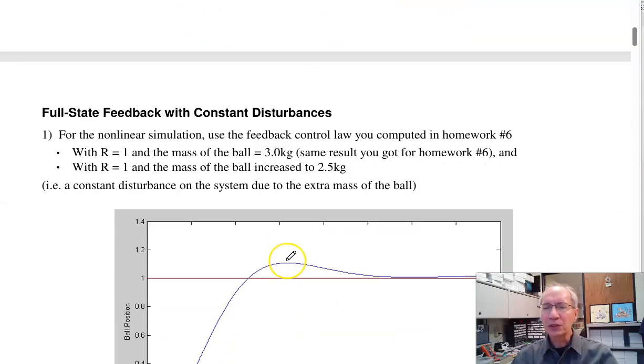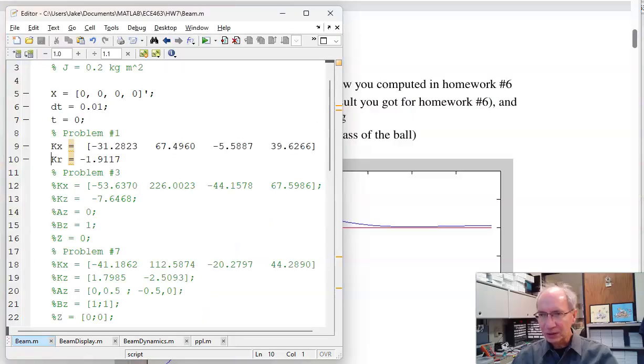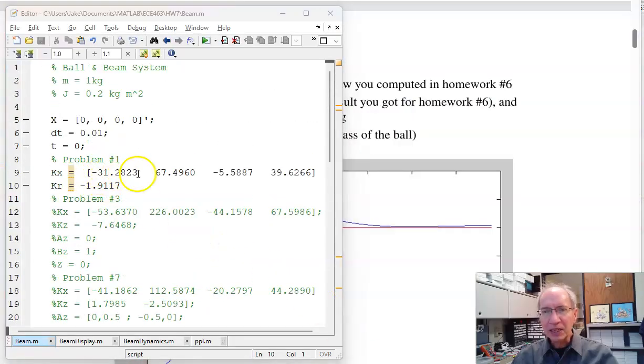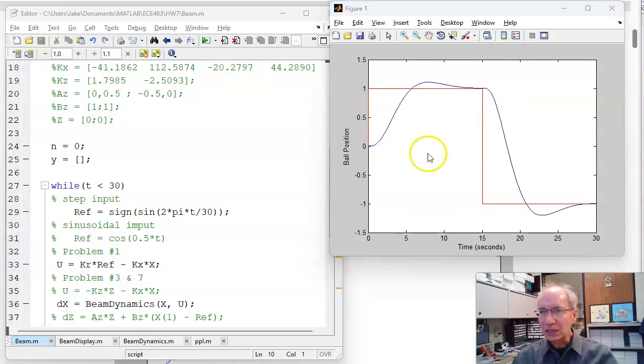Now one approach, what we've done before, is use full state feedback. With full state feedback, here's what the simulation looks like. I've got my feedback gains Kx and Kr. I apply those as U equals Kr times reference minus Kx times X. And for the nominal case, that ought to work.